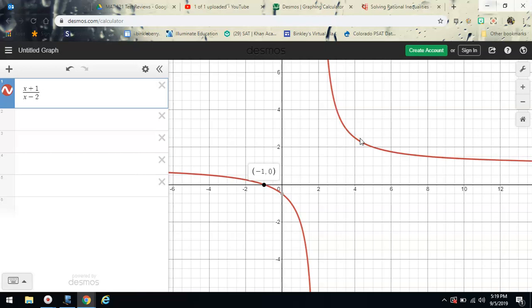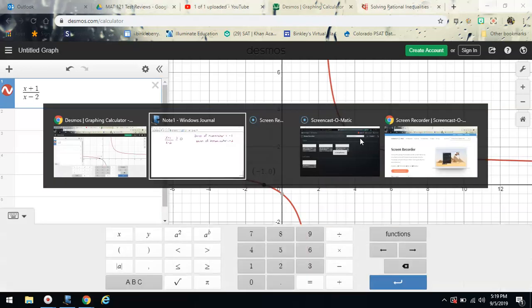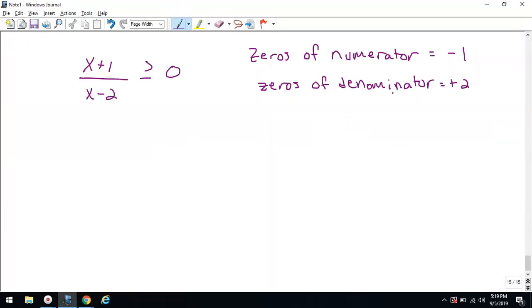So how do we figure that out without graphing that? How do we figure that out algebraically? So you set it up. Here's the equation. You have to find the zeros of the numerator, which we did. We have negative 1. If I make x negative 1 in the numerator, I get 0. And the zero of the denominator, if I make it positive 2, I also get 0, which is that vertical asymptote. Okay, so you find those zeros, and then you kind of make a number line.